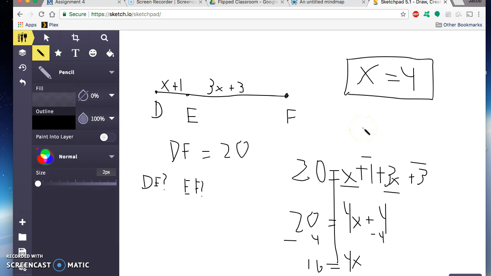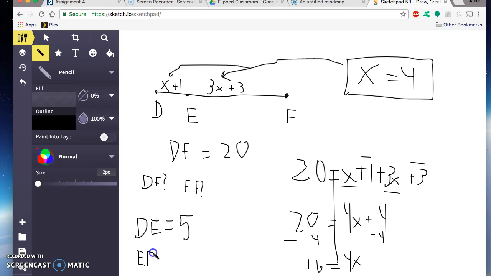Boom, hard part's over. But if you look at the question, it's not asking for what x equals, it's asking for the length of DE and EF. So what we need to do is plug those in for our x's in those two segments. I plug in 4 for DE, so that's 4 plus 1, so the length of DE is going to be 5. For EF, I plug in 4, and that's 3 times 4, which is 12, and then 12 plus 3 is 15. So EF equals 15.